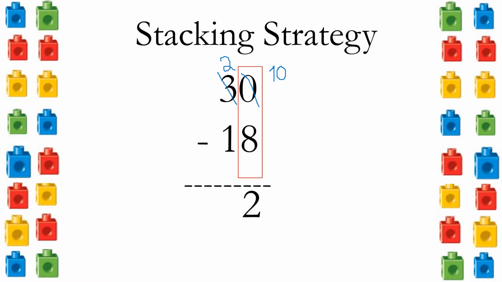Then we slide over. Okay, and then when we look at the tens column, remember that 3 became a 2, and 2 minus 1 is 1. And there's your answer. 30 minus 18 equals 12.